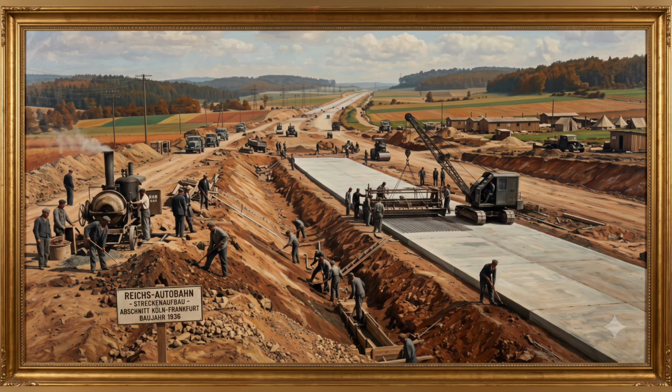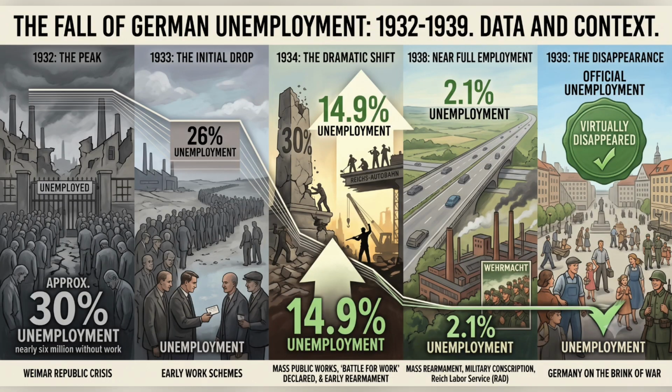Germany's unemployment rate began to decline after 1933. The rise of Adolf Hitler and the Nazi regime brought extensive government programs aimed at reducing unemployment through public works projects, military expansion, and increased state spending. The German unemployment rate fell from approximately 30% in 1932 to 26% in 1933, and then dropped dramatically to 14.9% in 1934. It continued to decline throughout the decade, reaching 2.1% by 1938. By 1939, official unemployment had virtually disappeared.